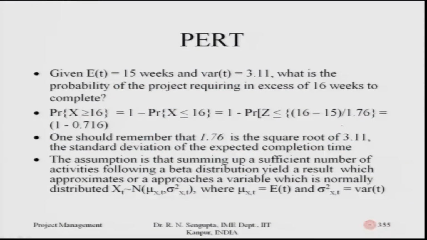So, given that the expected value is 15 weeks, I find out the variance which I just did in the 353rd slide. The variance comes out to be 3.11, which one should remember. Before I go into the first two bullet points, let me go to the third one. One should remember that 1.76 is the square root of 3.11, that is the standard deviation of the expected completion time.